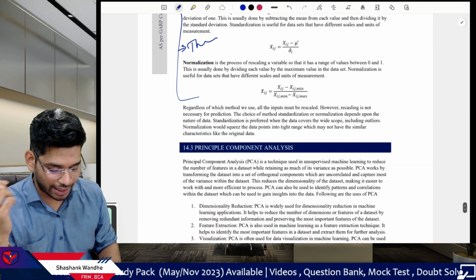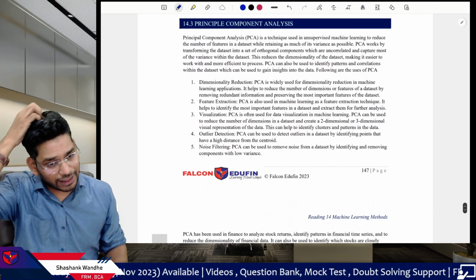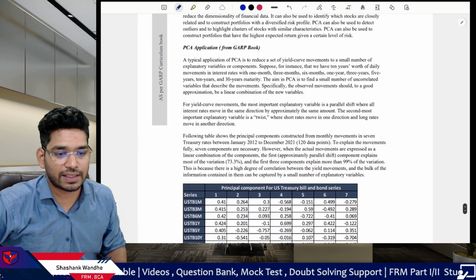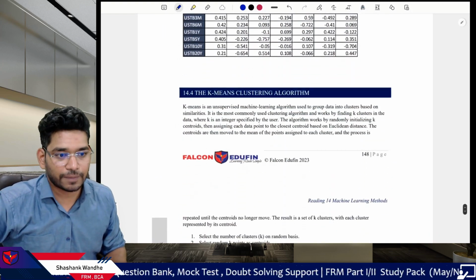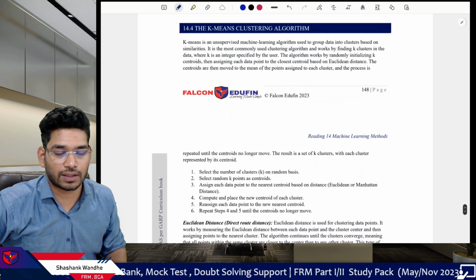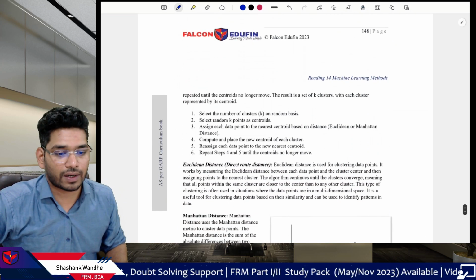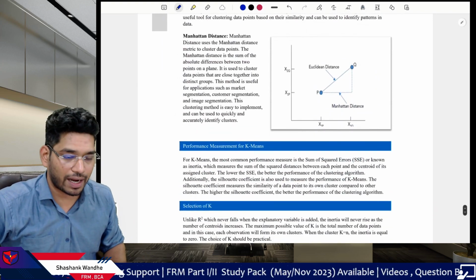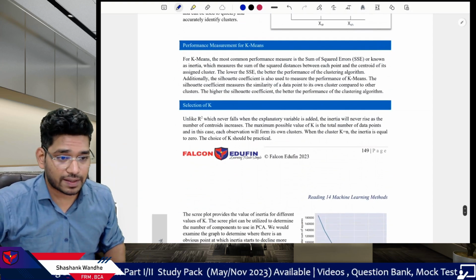Okay, standardization, normalization. You have to understand what is standardization, normalization, and then principal component analysis, what is PCA and so on. Understand these PCA applications, this is from GARP's book as it is, because this is very rigidly written by GARP. Now the K-means clustering algorithm is given here, so understand it. What is Euclidean distance and Manhattan distance, understand it. You need to know exactly what these distances are.